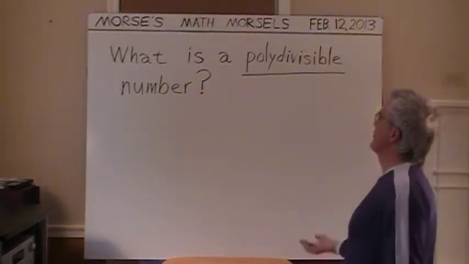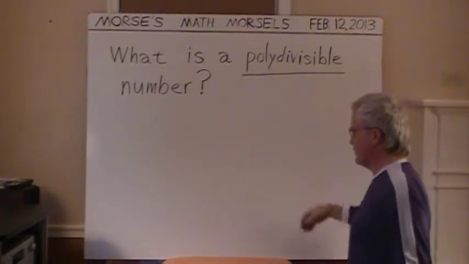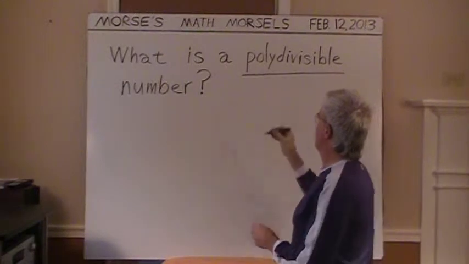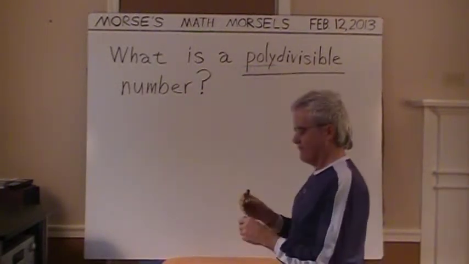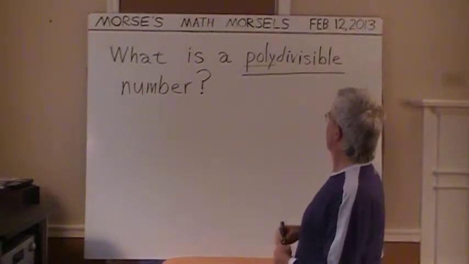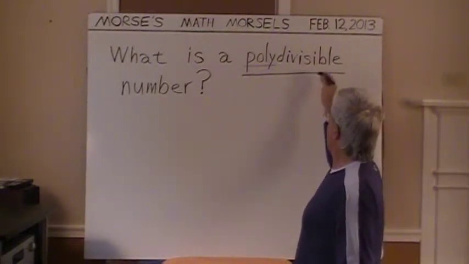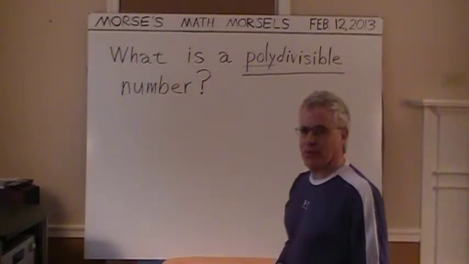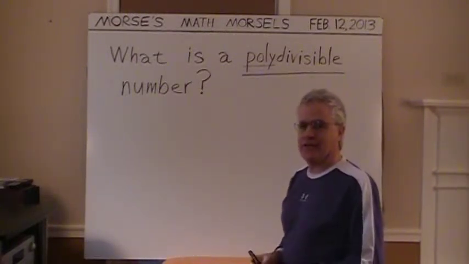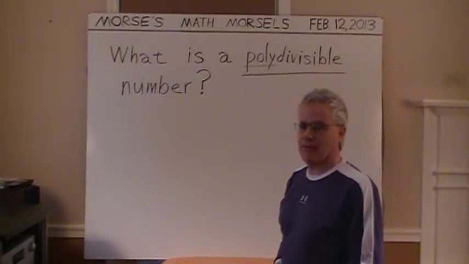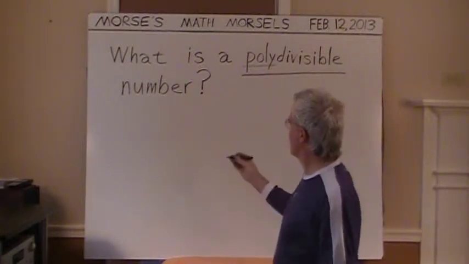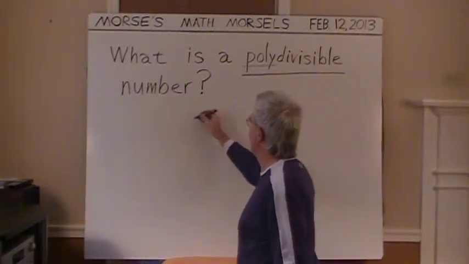The question is, what is a polydivisible number? Well, the prefix poly just means many, as in polygon, many sides, for instance. So polydivisible, in the sense of whole numbers, means a number whose first n digits are evenly divisible by n. And to make that clearer, I'll put up some numeric examples.